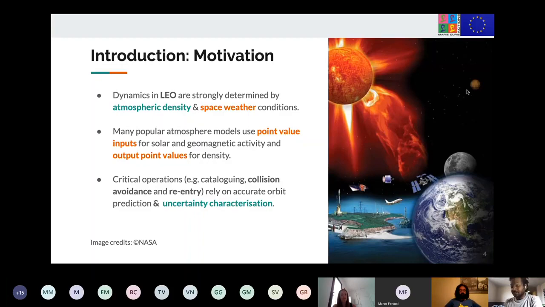Proxy indices like the F10.7 index for solar flux, the planetary K index for geomagnetic field, and the sunspot number, which underlies both of the above, are generally used to model the energy input from the sun and other sources. However, only point value predictions of these indices are taken as input into the model, not accounting for the uncertainties in their initial measured values, nor the prediction models. So we plan to tackle this issue by using novel computational intelligence techniques. And this would be critical for operations such as reentry predictions and collision avoidance, which will benefit from such an analysis.